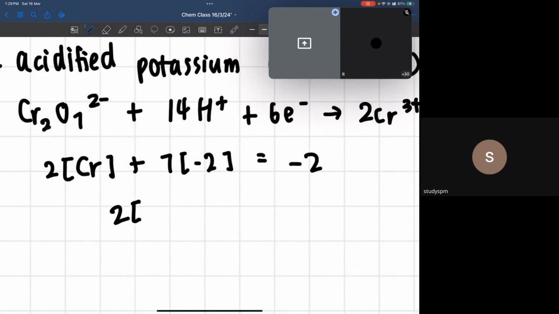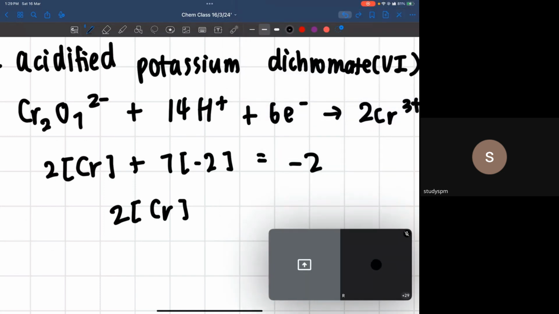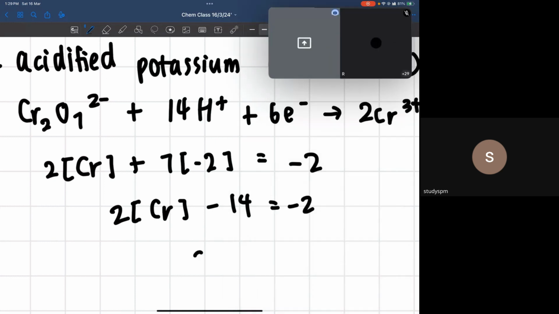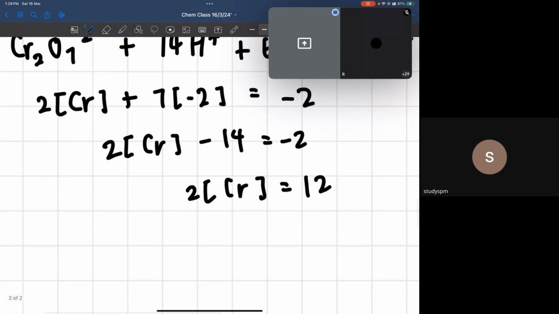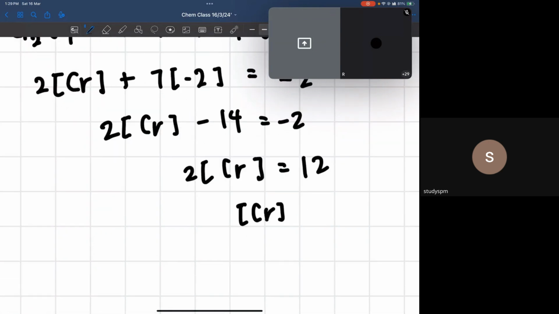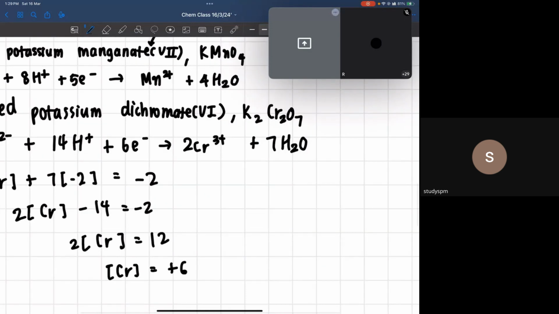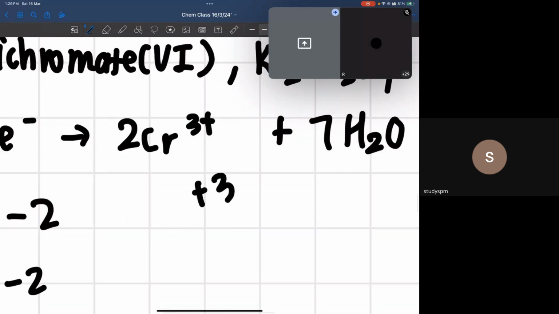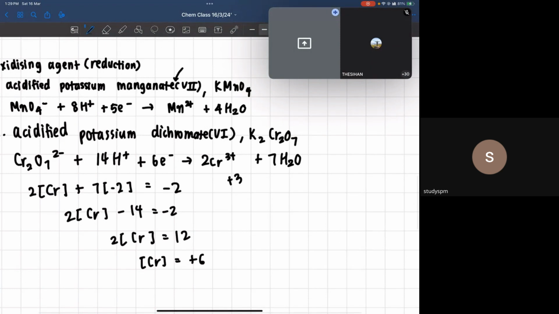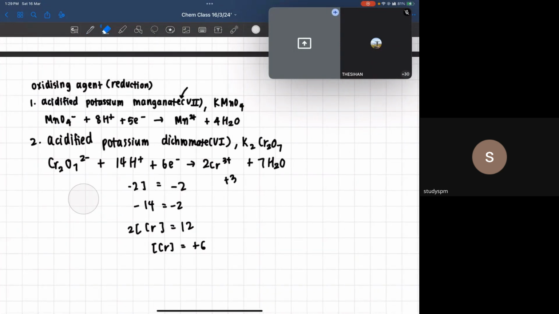1, 2, kan, lepas tu akan dapat 12, positive 6 kan. Positive 6, jadi positive 3. So this one also we prove that this is reduction. Okay? Okay, and then yang lain also the same thing.